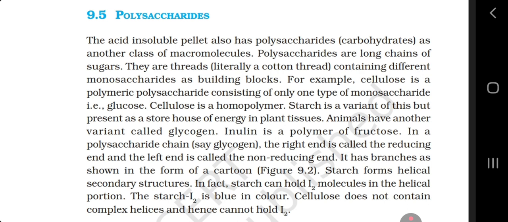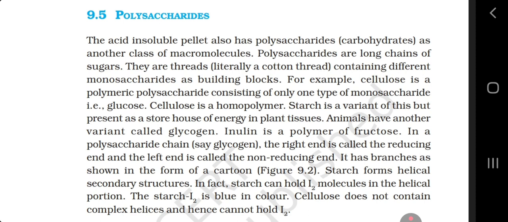Starch is a variant of this but is present as a storehouse of energy in plant tissues. Animals have another variant called glycogen. Inulin is a polymer of fructose. In such a polysaccharide chain, say glycogen, the right end is called the reducing end and the left end is called the non-reducing end. It has branches, as shown in the form of a cartoon.